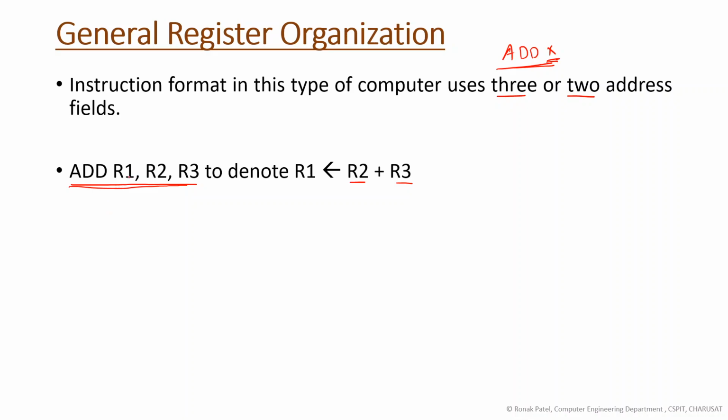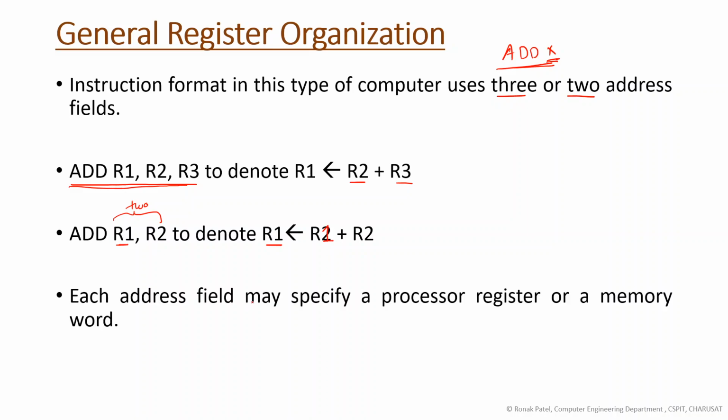So this is three address: R1, R2, R3. Then two address: add R1, R2 denotes R1 plus R2, and the result will be stored into R1. The first register serves as an operand and as the destination register. So the operation is performed like this: R1 plus R2, and then the result is stored into R1. You can see two addresses. One of the operands is the destination register as well. Then you can use this two address instruction.